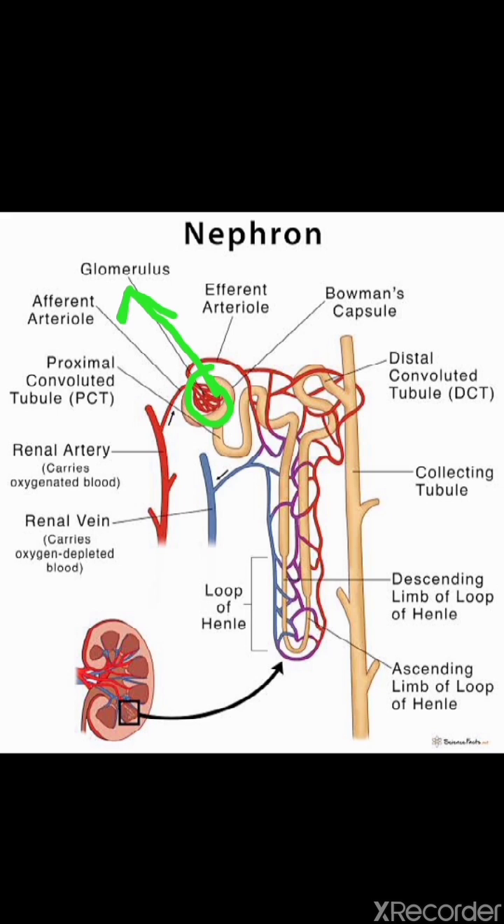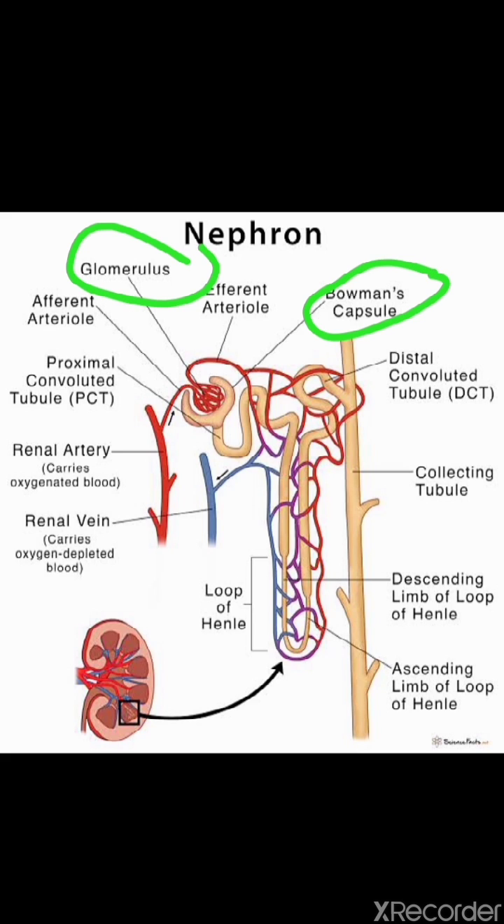Between the inner and outer epithelial layers is present a cavity of Bowman's capsule. The Bowman's capsule and glomerulus together are called Malpighian capsule or just renal capsule.